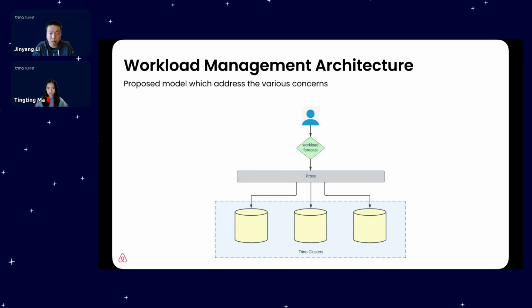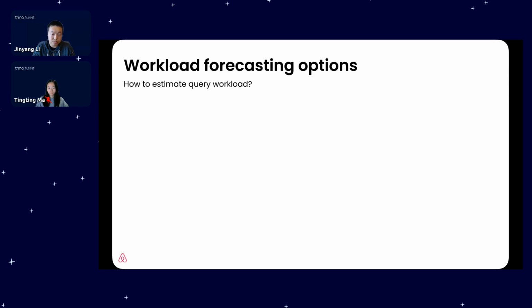To handle the workload problem, we now introduce a new component called workload forecast. It will estimate the query size before routing to a physical Trino cluster, and the query routing will not only look at the query source, but also take the query size and priority into consideration. The underlying Trino clusters will coordinate together to process the queries with different sizes and priorities. Next, we will look deeper into how we create a workload forecasting service.